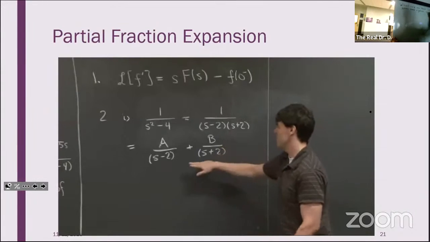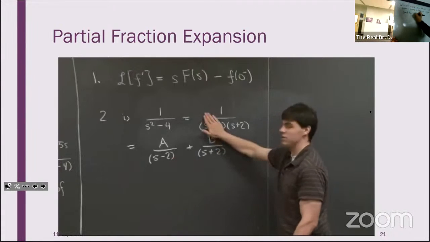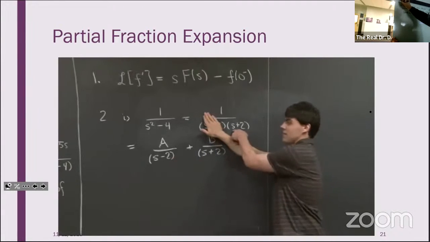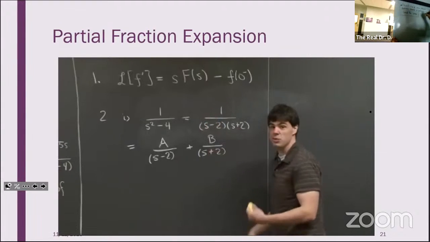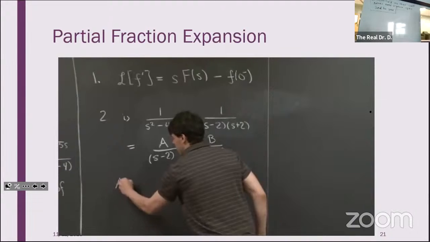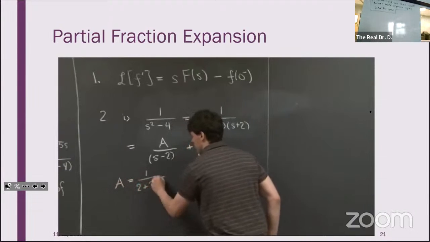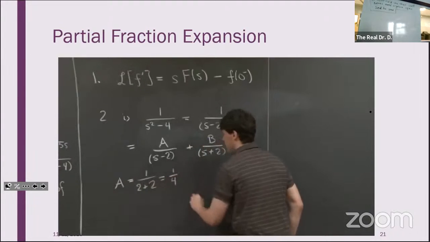So in this case, s minus 2 diverges at 2, so we would cover this factor up and then plug in s is equal to 2. And this would give us the value of a. So for this problem, a is equal to 1 over 2 plus 2, which is just 1 over 4.